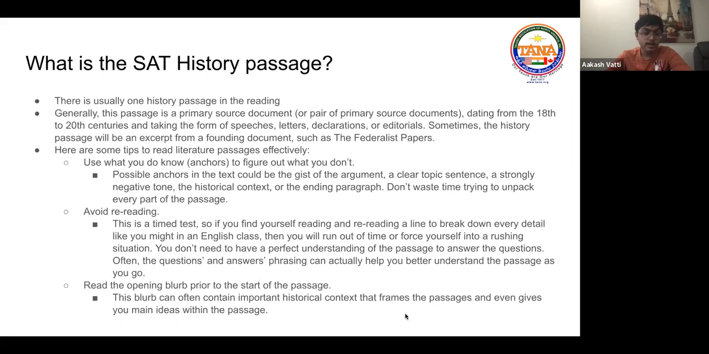So another tip I would say is to read the opening blurb prior to starting the passage. This blurb contains important historical context that frames the passage and gives you context to what the passage is about.